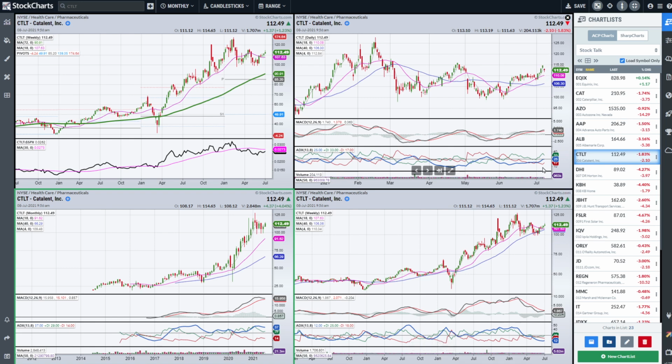I'd probably like to see this pull back a little bit more while the 18-week comes around, and then maybe look for a breakout at 115. But this is getting very close. This is a stock you want to be watching.